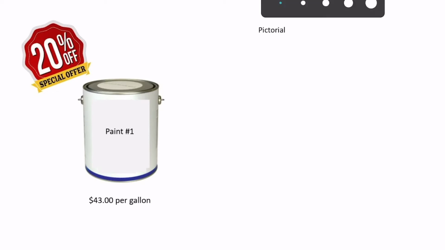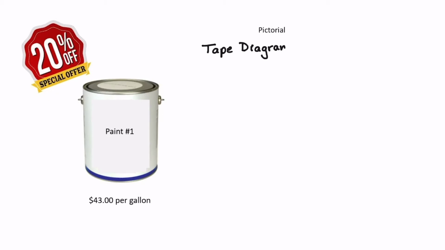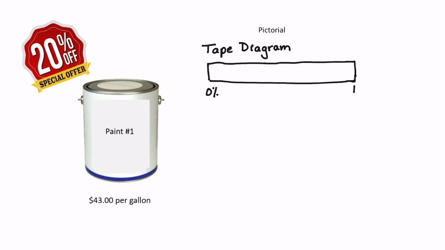Now, when we talk about pictorial, we're going to be using a tape diagram. A tape diagram is basically a large rectangle that we're going to break into pieces to represent our parts. So let's draw the tape diagram. This represents our whole. This is going to be 0%. This is going to be 100%. Now our whole, which is our total cost, is going to be $43.